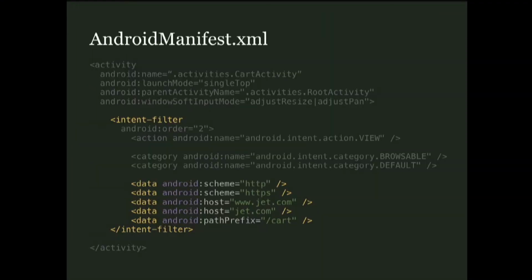And basically, intent filters look like any other deep link intent filters. You need to specify scheme, you need to specify host and path prefix. Then you have to set 2 categories, browsable and default. And you have to set an action to view.